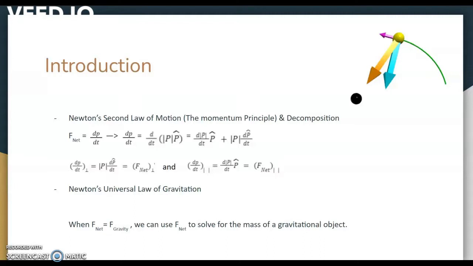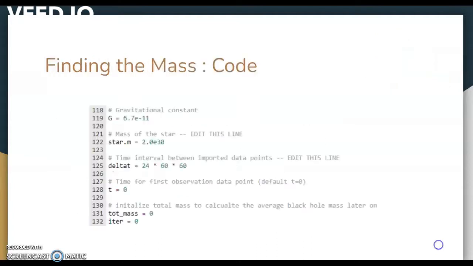These equations correspond to the perpendicular and parallel components of net force. In this lab, I also used Newton's universal law of gravitation. We've seen this a few times before. It relates the distances and the masses of the two objects. When gravity is the only force acting on an object, in other words, F net equals F gravity, we can use F net to solve for the mass of one of the two objects using simple algebra.